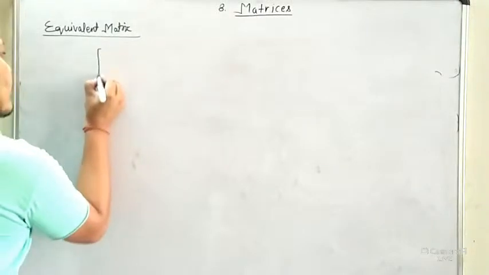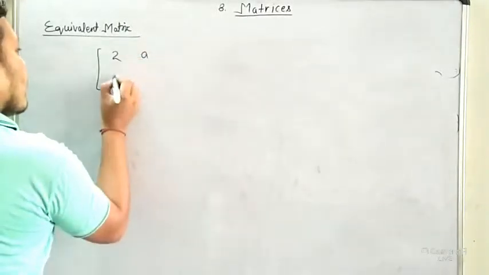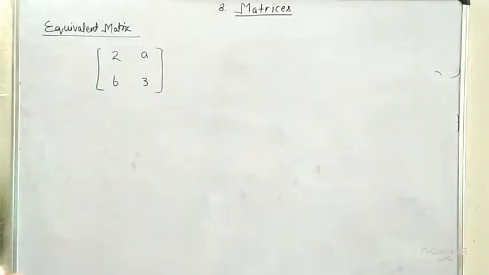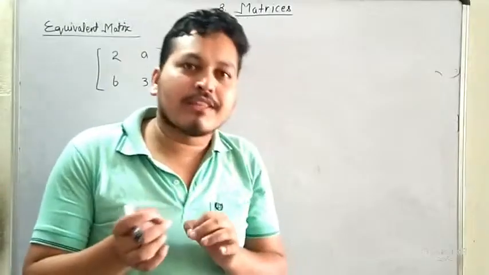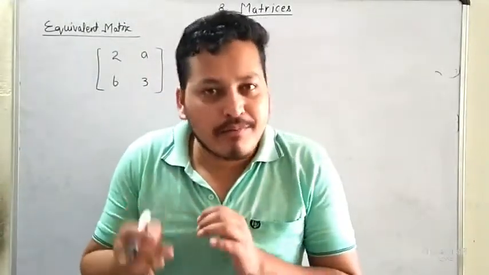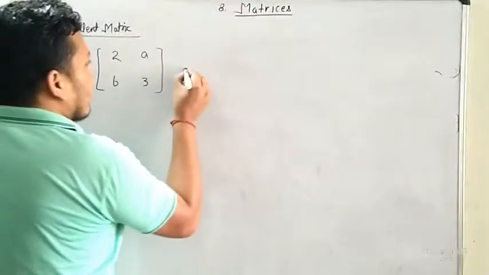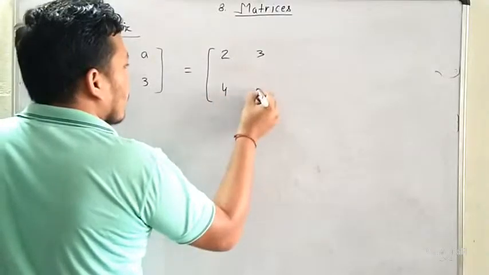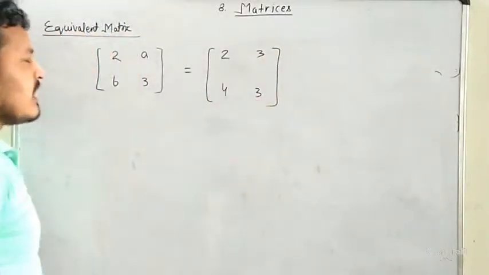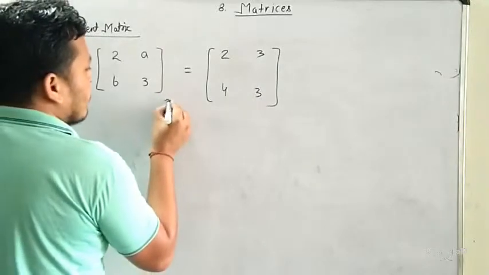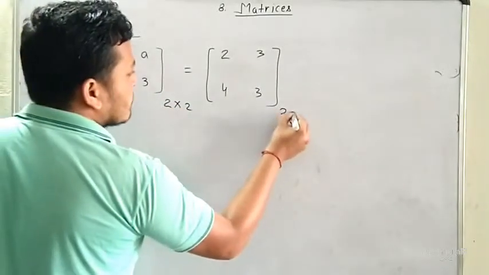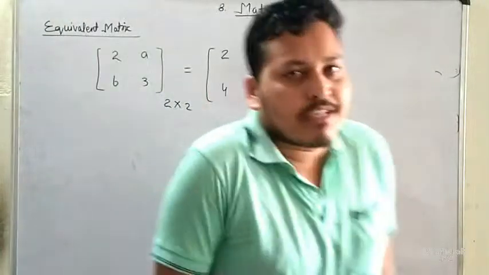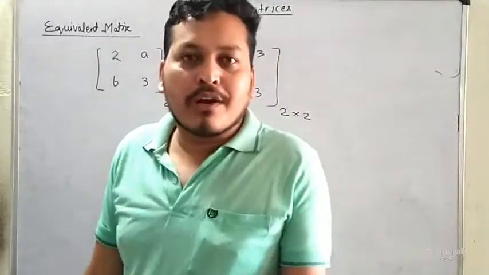Suppose you are given 2a, b and 3, and it is equal to 2 3, 4 and 3. Here we will solve many questions based on algebra also, so keep this in mind. Now what is the order of this matrix? The order of this matrix is 2 cross 2. The order of the other matrix is also 2 cross 2. The first matrix is equal to the second matrix, as given here.